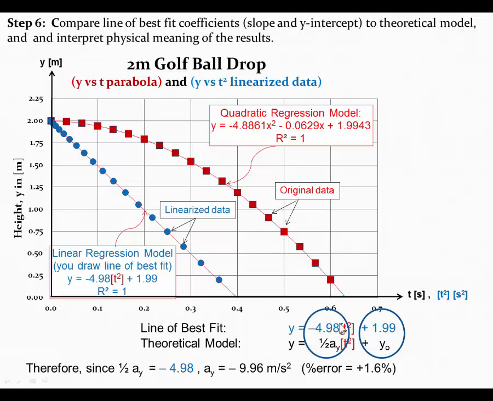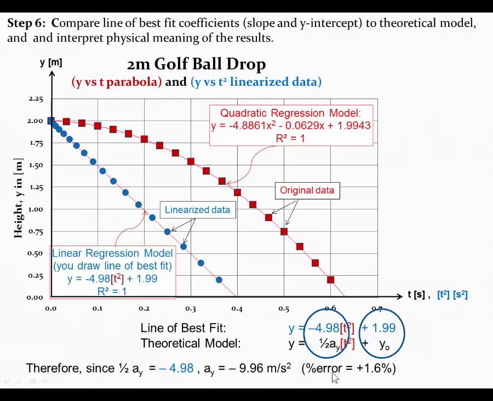And what we see here is that 1/2 ay corresponds to negative 4.98. And then our y naught, our initial height, corresponds to 1.99, so it's our starting height. That was true. We started the ball at 2 meters. And so what we can do is use this to solve for ay. We can take the negative 4.98 and set it equal to 1/2 ay and solve for ay, and we get ay equals negative 9.96 meters per second squared.